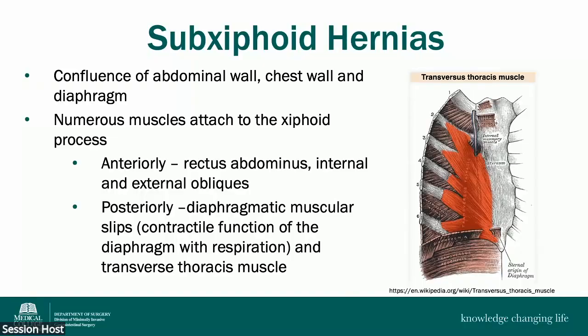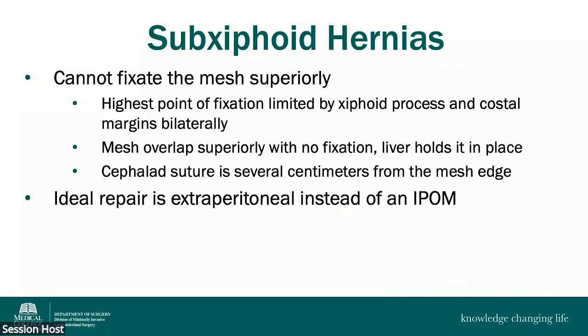Anteriorly, you have the rectus abdominis, internal and external oblique. And posteriorly, you have the transversus thoracis muscle, as well as diaphragmatic muscular slips. And obviously behind that, all very important cardiac and pulmonary structures that you have to keep in mind. So it's a very complex conglomeration of a lot of different muscles. And obviously you have the bony landmarks there, which make it very difficult in regard to an IPOM repair.